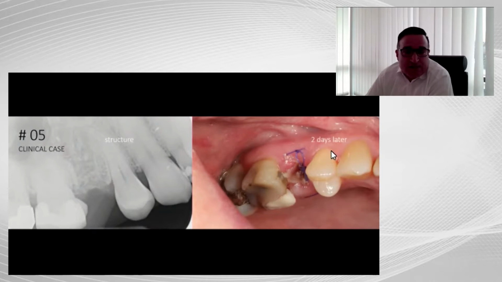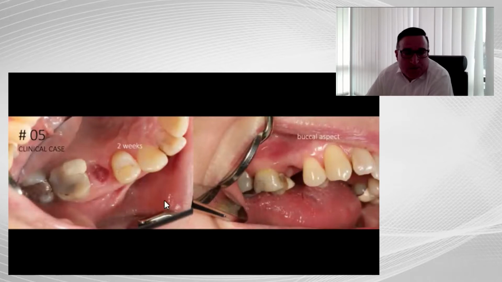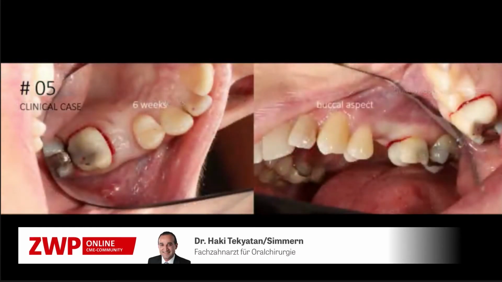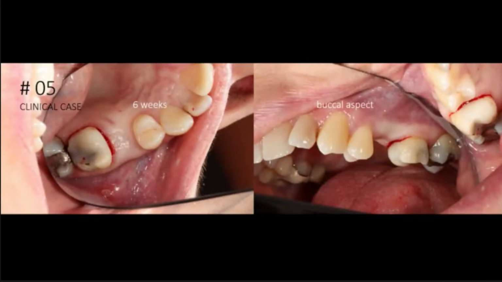Here on the right side, you can see the condition 2 days later. Now, 2 weeks later, here from the buccal view, please note the stable contour of the tissues. And then 6 weeks after extraction and before implantation, we still have very stable and nice conditions of the soft tissue.